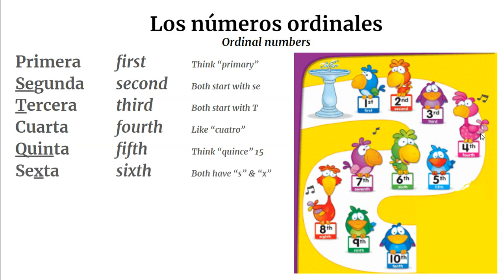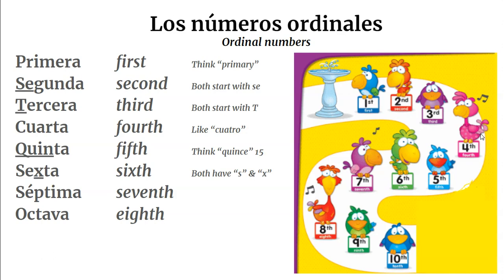Sexta is sixth. Notice that this number has the letter X in it, just like the number 6. Séptima is 7th. Octava, 8th. Novena, 9th. Décima, 10th. Notice that octava starts with OCT. Think of an octopus or an octagon. All of these things have 8 related to it as well.